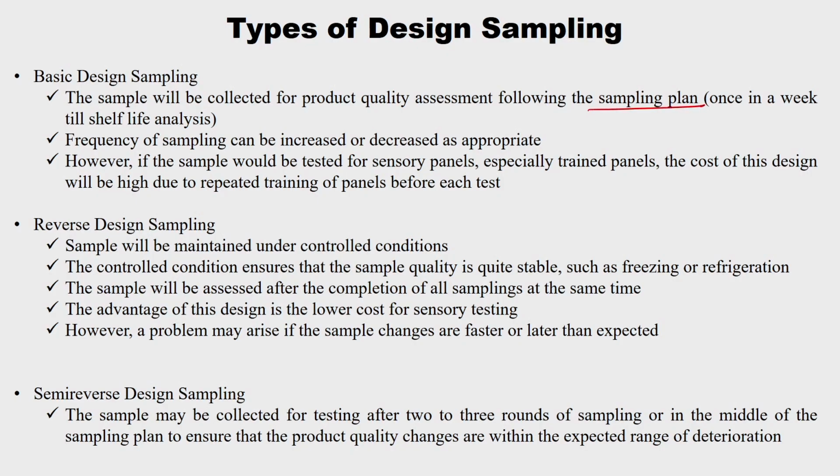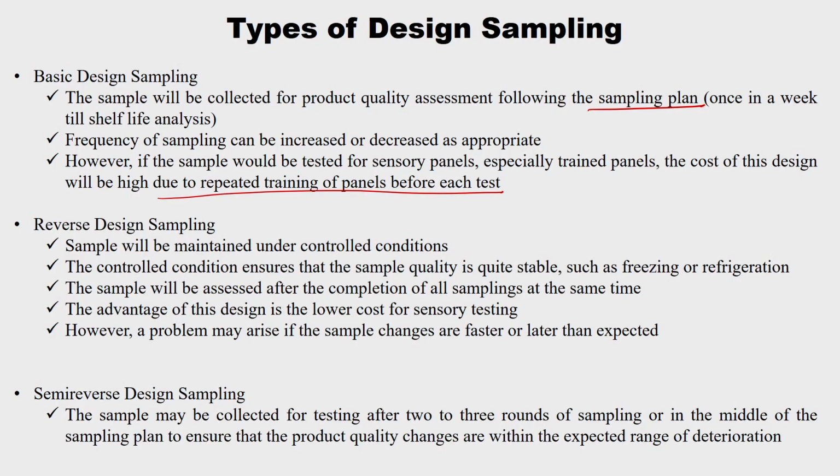So, the sample plan we make and the sample will be collected based on the sampling plan. Normally it is once in a week till the shelf life analysis. But this basic design sampling is a bit expensive because the sample would be tested by sensory panels, especially trained panels. The cost will be high due to repeated training of the panels before each test, right. So, once in a week I will take a sample and do all the analysis. Each week the persons have to be trained for sensory analysis.